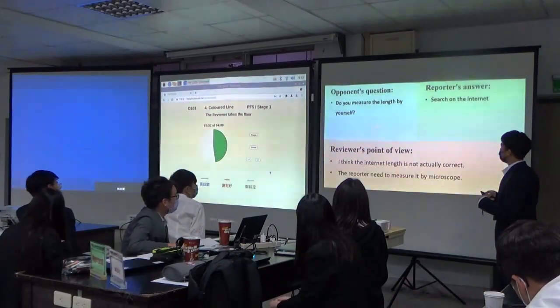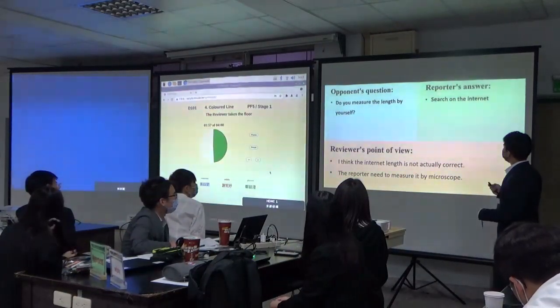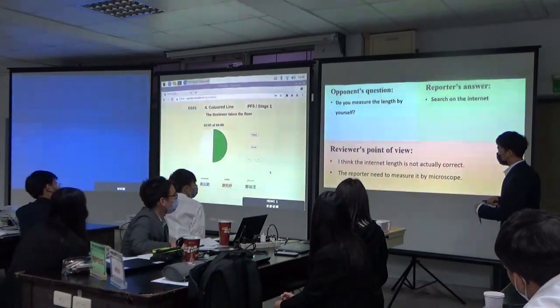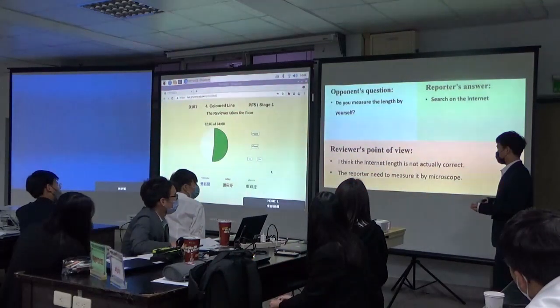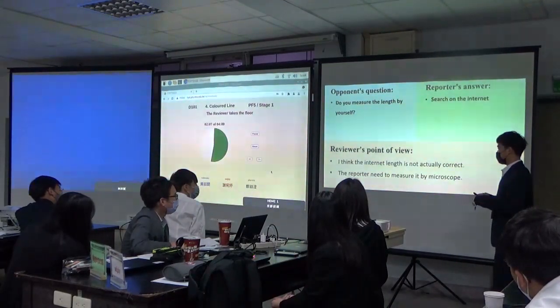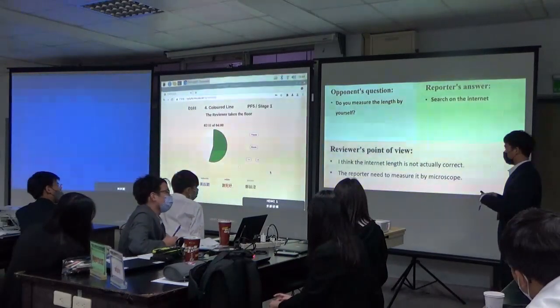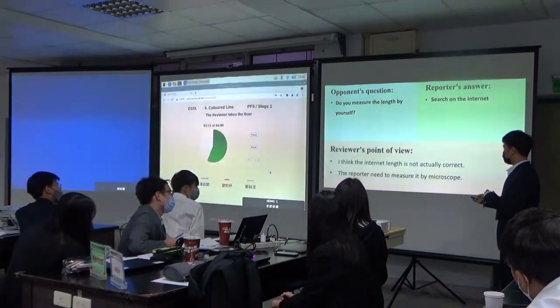Okay, the opponent asks to measure the length by yourself. And the reporter says he searched on the internet. I think the reporter should use a microscope to see the length by himself, because there will be some difference between different discs.